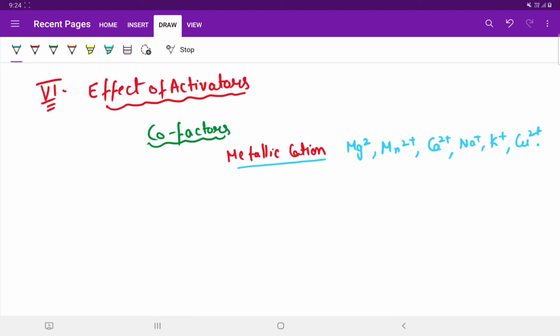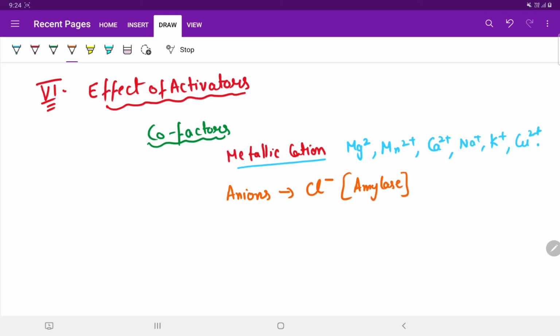Rarely, anions are also needed for enzyme activity, such as chloride ions for salivary amylase. Anions you will see rarely, and I will only be discussing the example of chloride here. This is in the case of amylase only, where the activity of amylase is governed by the chloride ions.